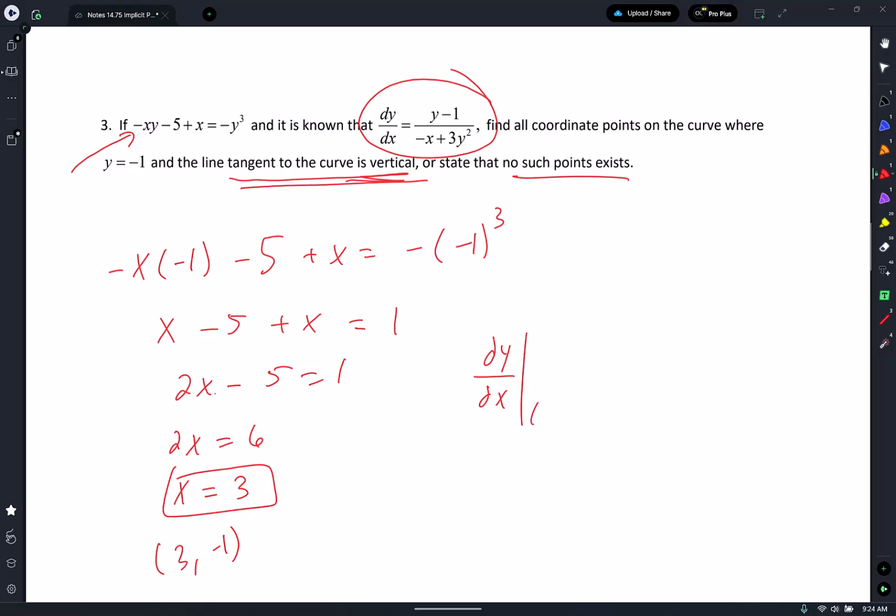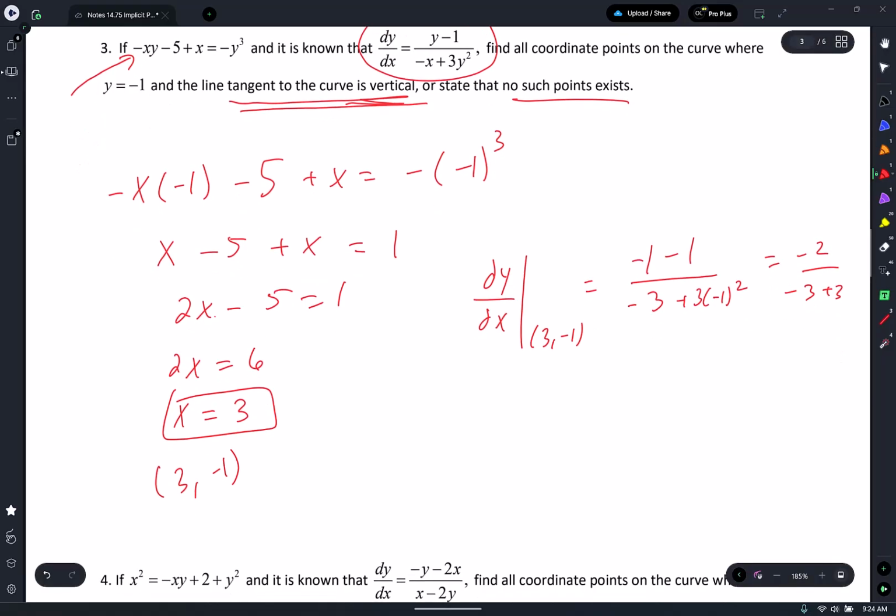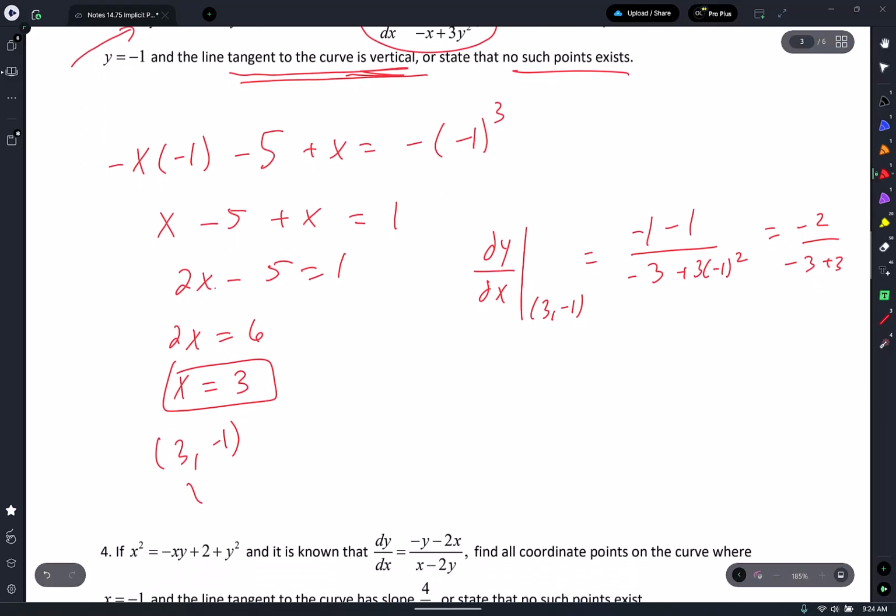dy/dx evaluated at 3, -1 equals, let's see, -1 minus 1. Okay, fine. That's fine with the numerator. Denominator: -3, because it says a negative in front of that, plus 3 times -1 squared. Ooh, let's see. -3, -1 squared is 1. 1 times 3. So -3 plus 3, is that 0? Yes. So I definitely have an undefined slope. Yep. So do they want the line tangent to the curve to be vertical? Okay, it does. So the tangent is x equals 3.